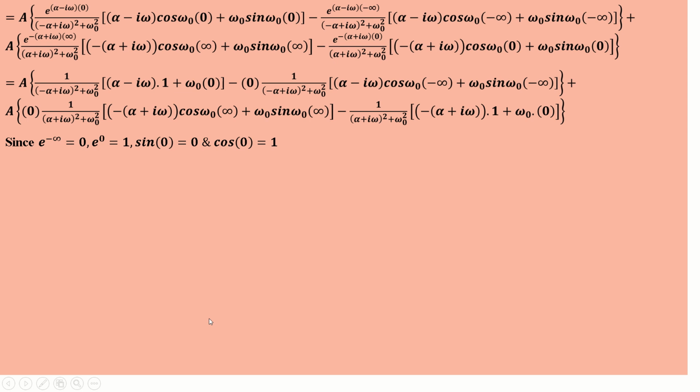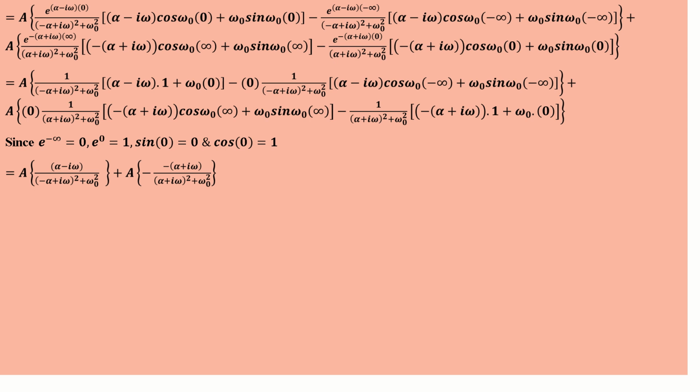So we will get a into the remaining term alpha minus I omega, the first term, the above expression, a into alpha minus I omega by minus alpha I omega square plus omega naught square, right? First term. And then the second term, a into minus, because minus is there, right? Minus alpha plus I omega, right? Divided by a plus I omega square plus omega naught square, correct? The second expression, the second term, right?